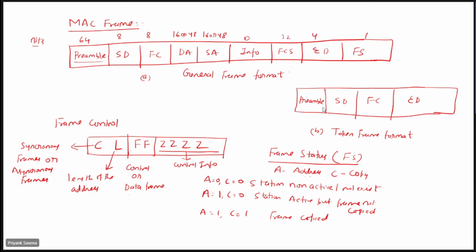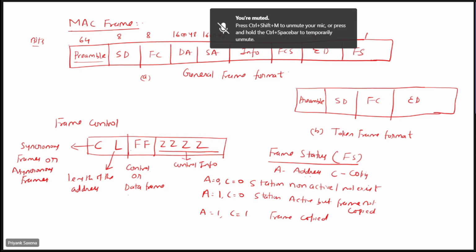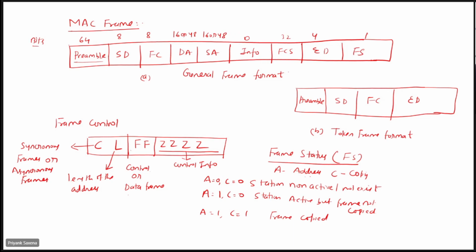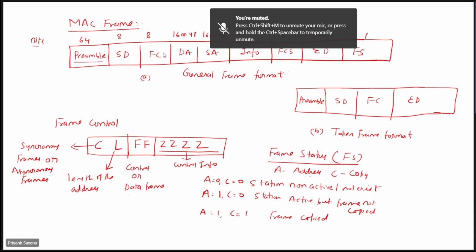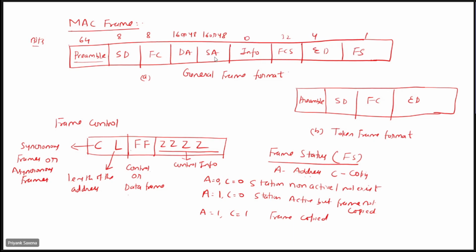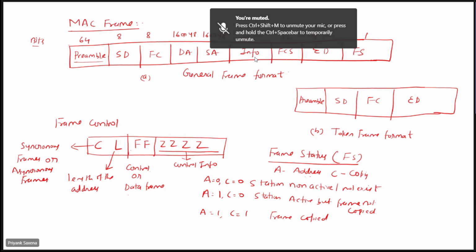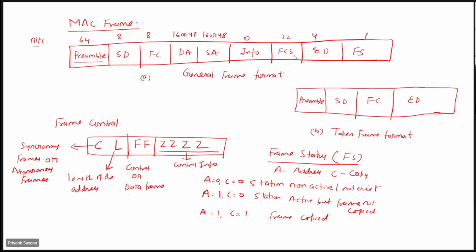This is a token frame format: preamble, SD, FC, and ED. ED is end delimiter. Once again, there will be a set of non-data symbols, right? Frame status, so destination address, source address, it is of 16 or 48 bits. Information data, that is variable. FCS is a frame check sequence to detect error in a frame.